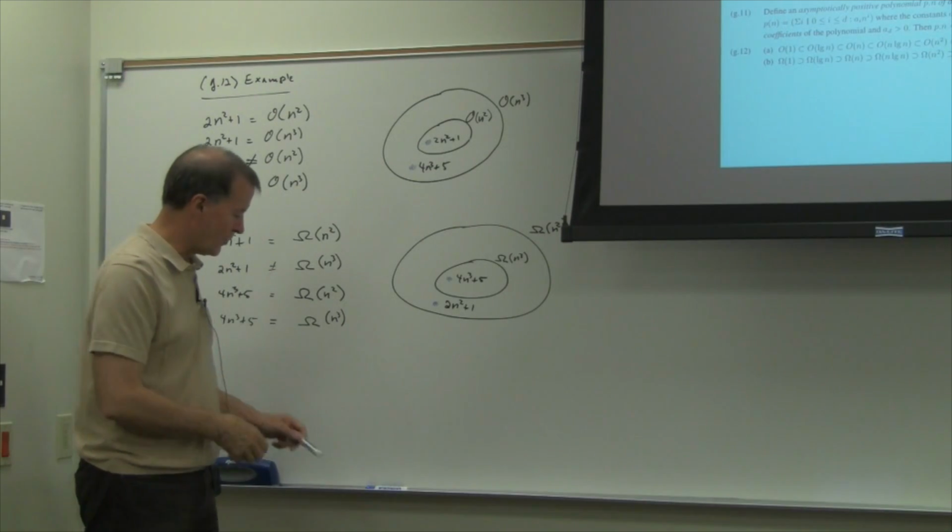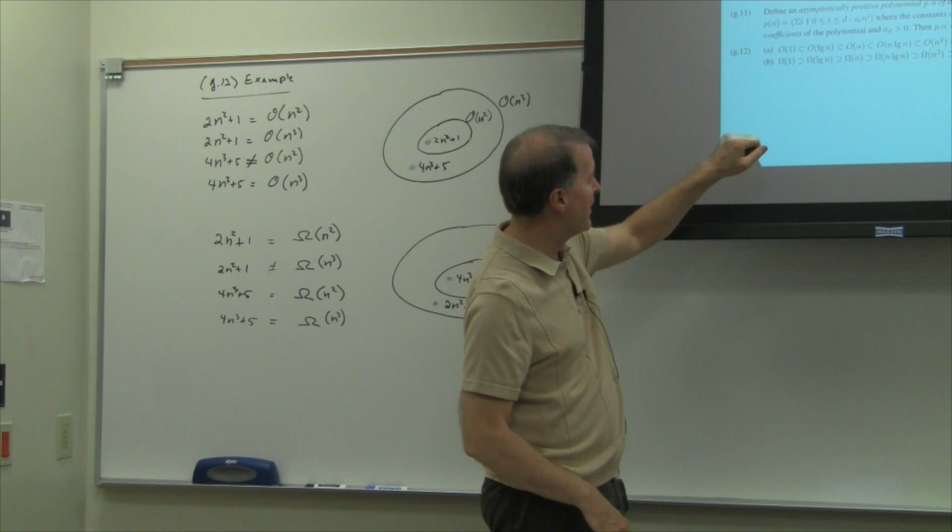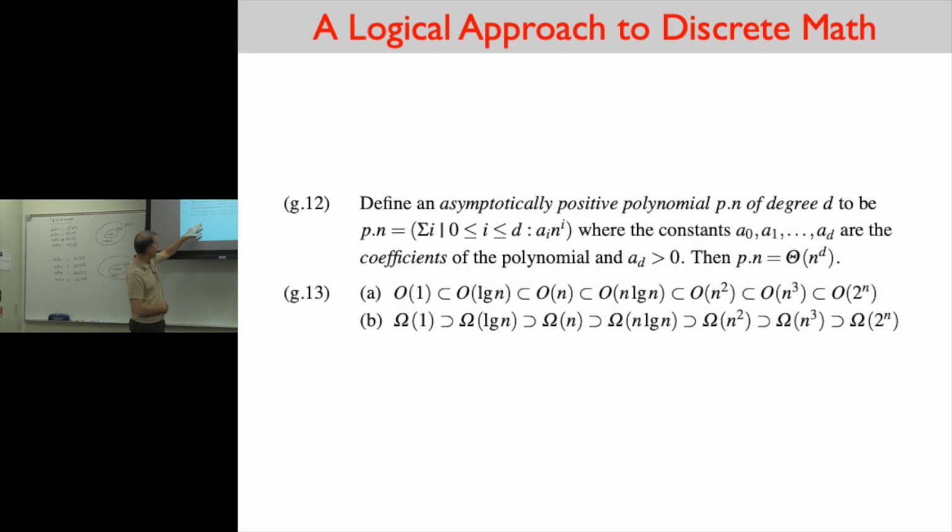Now, let's take a look. There's one more thing I want to point out before we go on. Check this out. On A, do you see that here we have 1, and here we have log n. 1 is a subset of big O log n, which in turn, let's just think of it as being less than, 1 is less than log n, which is less than n. So do you see that log n is between 1 and n?